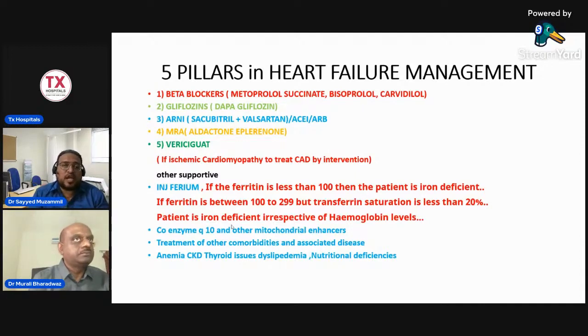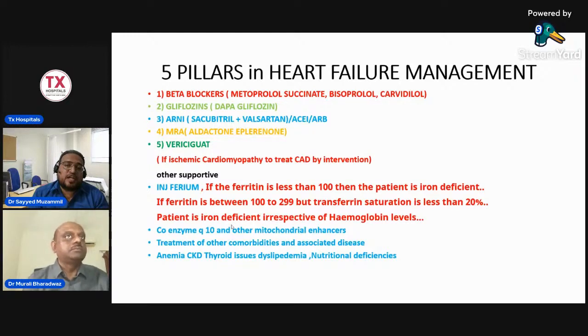To block the overactivated sympathetic nervous system, we have beta blockers, and the tested beta blockers in heart failure are metoprolol succinate, bisoprolol, and carvedilol. Important here is that metoprolol succinate will give anti-heart failure benefit. Metoprolol tartrate, that is Betaloc, does not have any anti-heart failure benefit. So you should use metoprolol succinate, bisoprolol, or carvedilol.